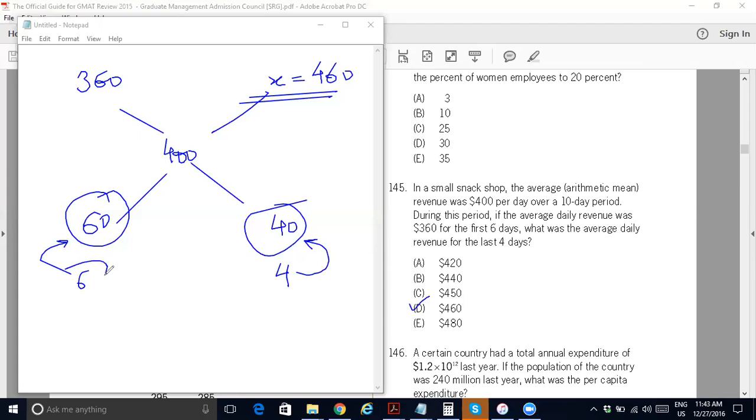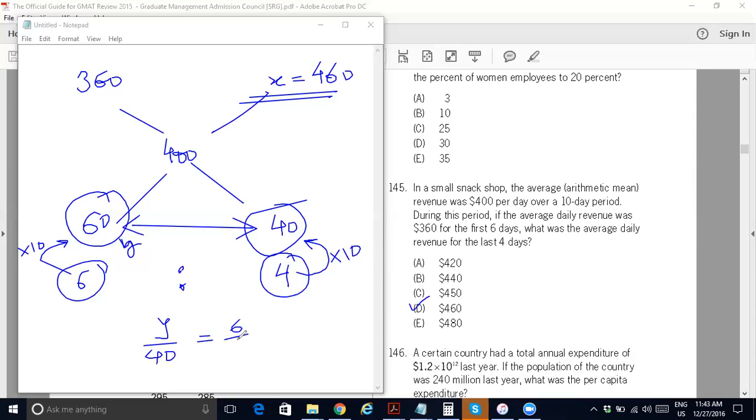So this is for 6 days and this value is for, now this is the ratio and this should also represent the ratio. So if 4 corresponds to 40, 6 will correspond to 60 only. It is simply a multiplication. Multiplier 10 is here, then it should be a multiplier of 10 here as well. Or you can write it as, let's say this value is n or y, anything. You say y over 40 should be equal to 6 over 4. So you will get y is equal to 40 into 6 over 4. So this is 10. You will get 60.